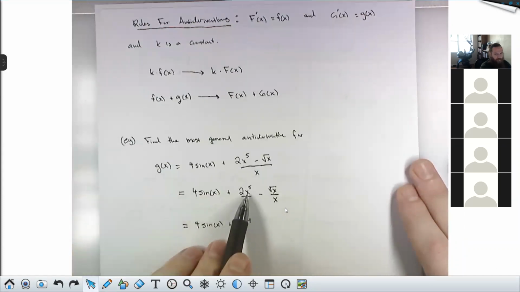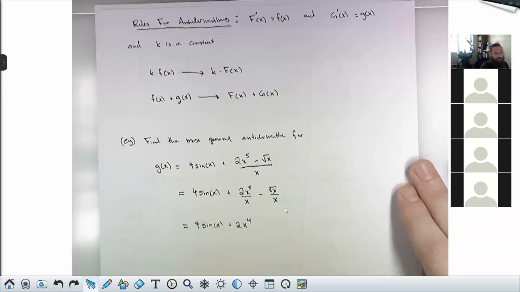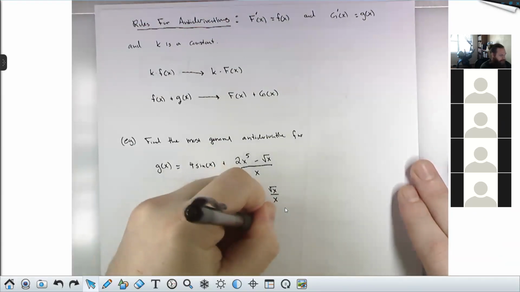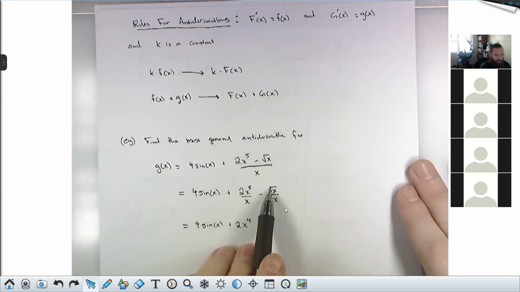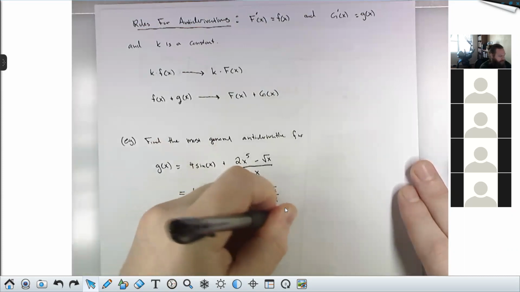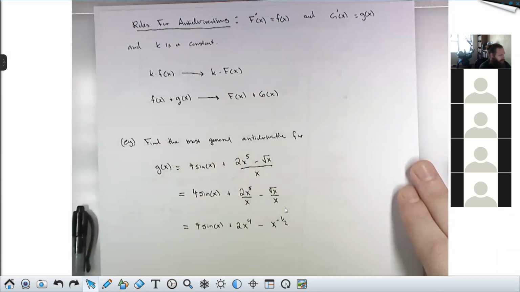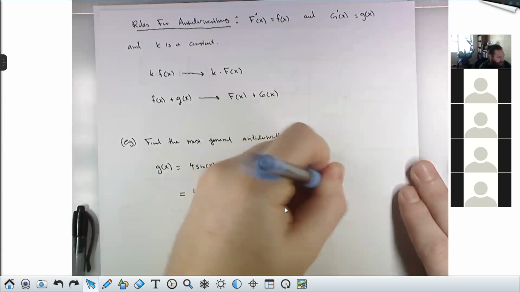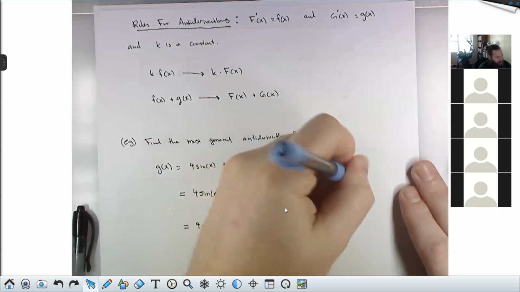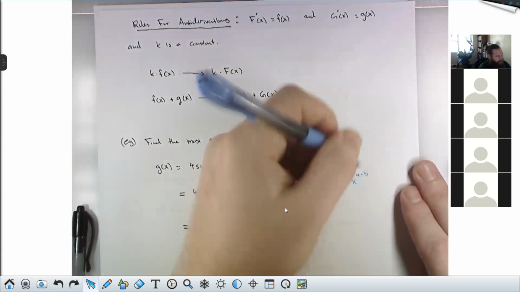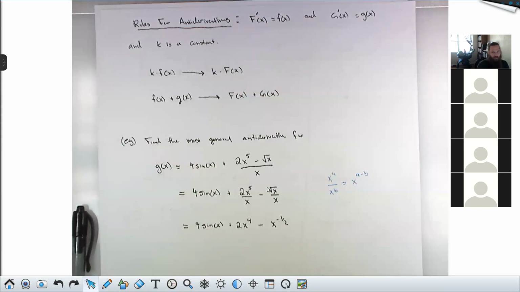Two times x to the 5 over x is 2x to the 4, minus the square root of x is x to the 1/2. X to the 1/2 divided by x is x to the negative 1/2. The algebra rule at play there is x to the a over x to the b is equal to x to the a minus b. So this is x to the 1/2 over x to the 1. That should be x to the 1/2 minus 1. And 1/2 minus 1 is negative 1/2.